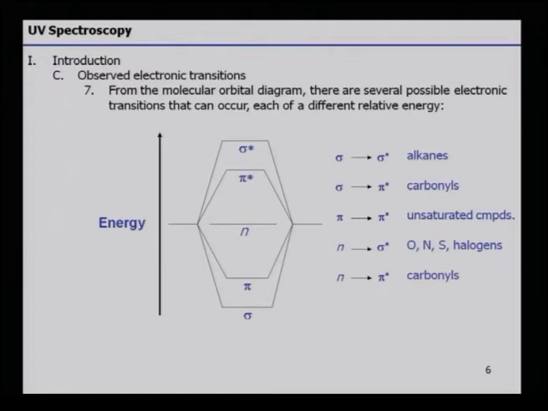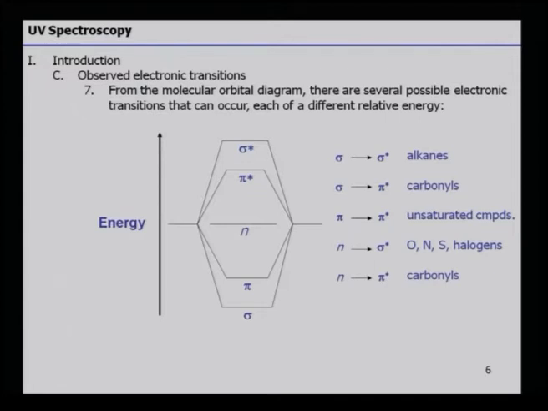Observing these, what are allowed, what do they represent? Let us try to look at the molecular orbital diagram and understand the possible electronic transitions that may be allowed at a different relative energy.